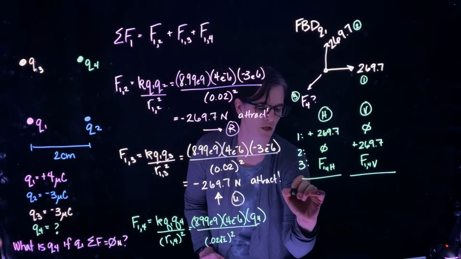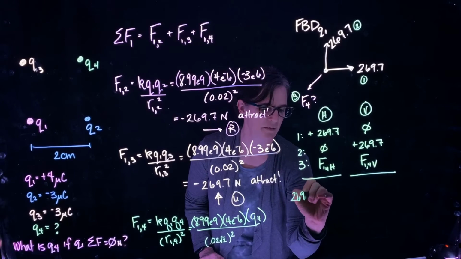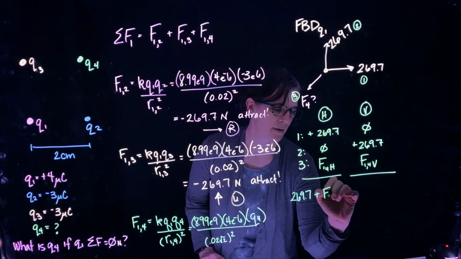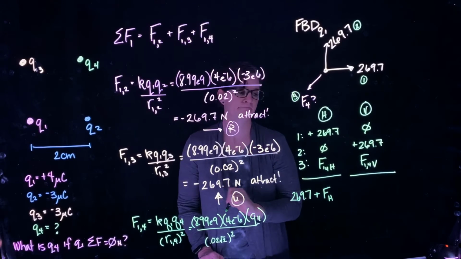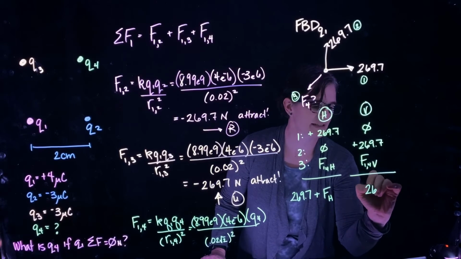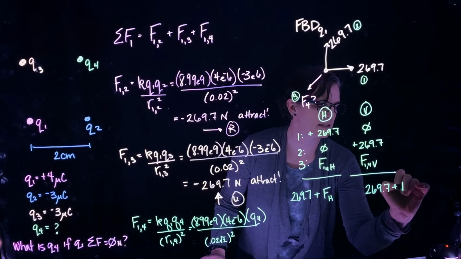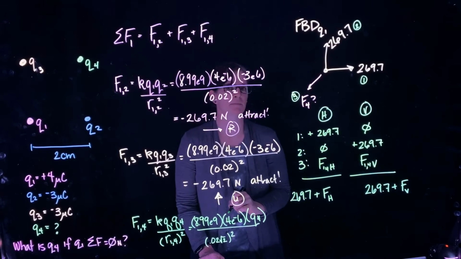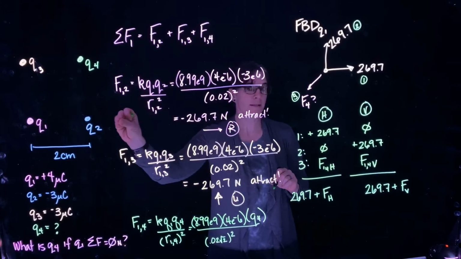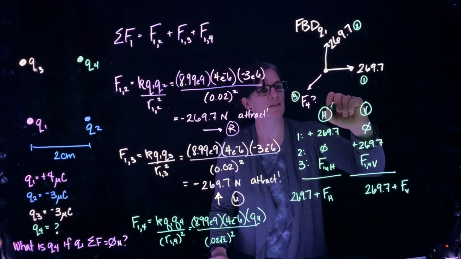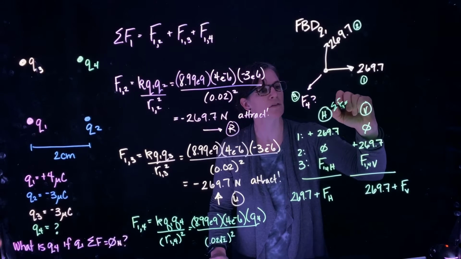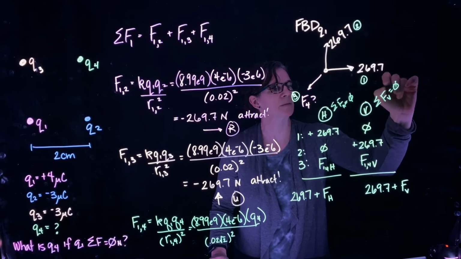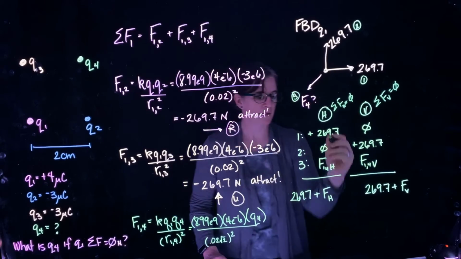So now we can sum those forces. So we have 269.7 plus the force on 1 by 4 horizontal. And we have 269.7 plus the force on 1 by 4 vertical. Because we said Q1 doesn't want to move, we know that the sum of the forces in the horizontal direction and the sum of the forces in the vertical direction must equal 0. So I bring that down.